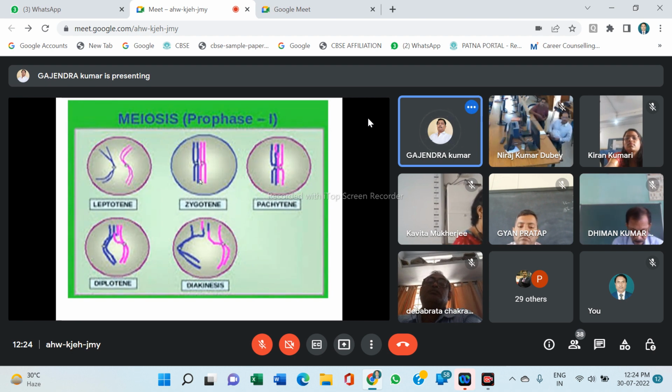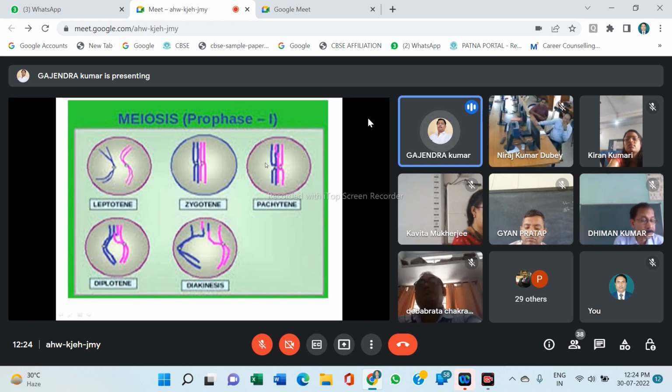That is, synapsis takes place, coming nearer, in a zipper-like fashion. And we can also observe that just after the zygotene stage, crossing over takes place.